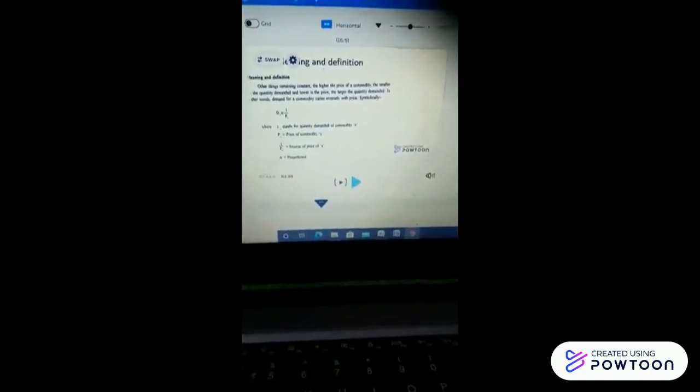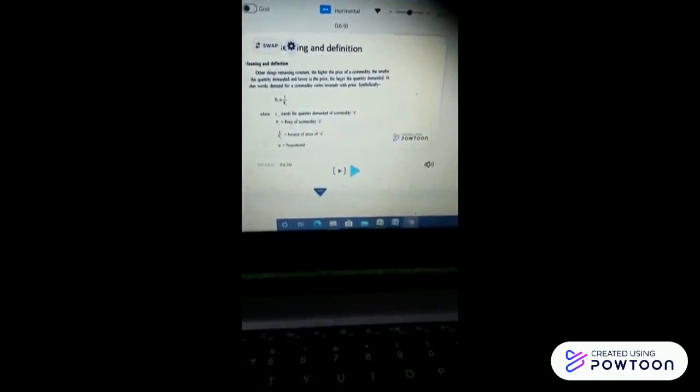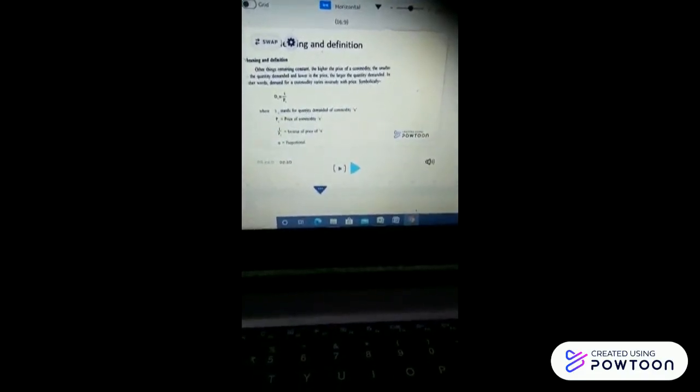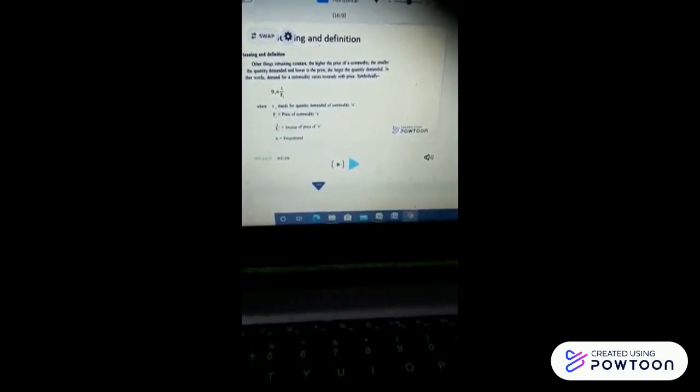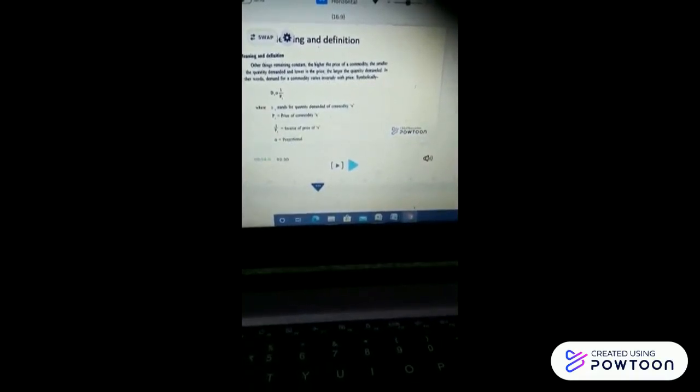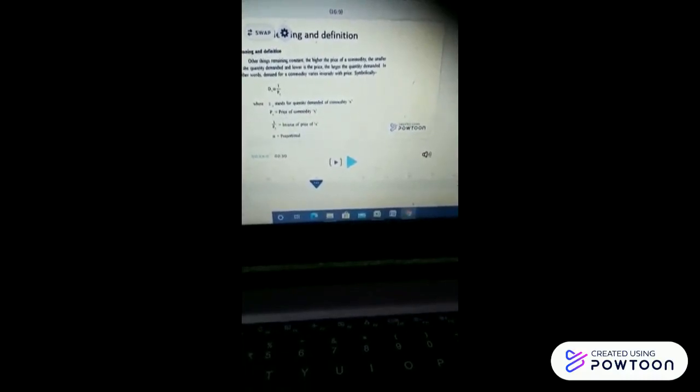The definition of demand is that, other things remaining constant, the higher the price of a commodity, the smaller is the quantity demanded, and the lower is the price, the larger is the quantity demanded. So in other words, demand for a commodity varies inversely with price, and symbolically, Dx ∝ 1/Px. Here Dx stands for quantity demanded of commodity x, Px stands for price of commodity x, and 1/Px is the inverse of price x. So ∝ is the proportionality sign.